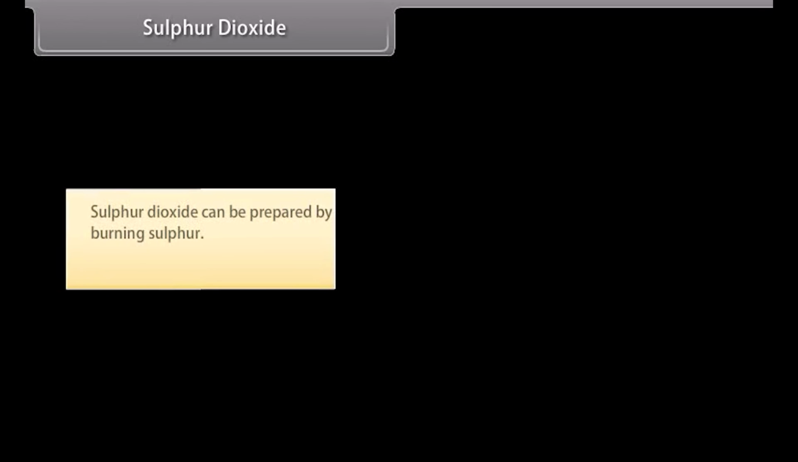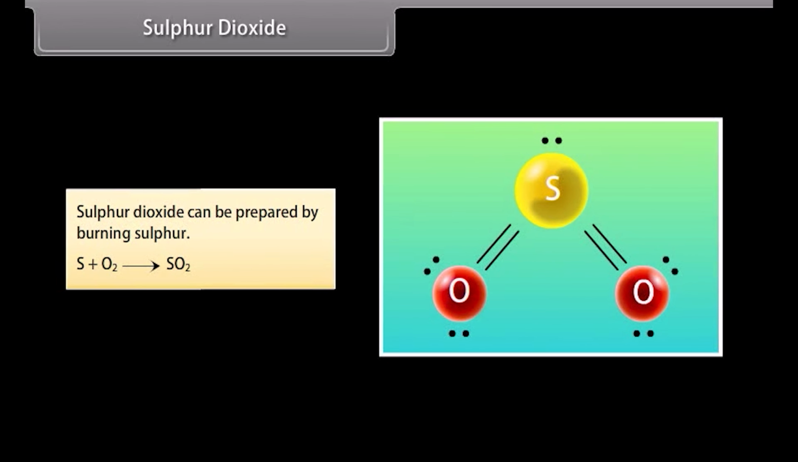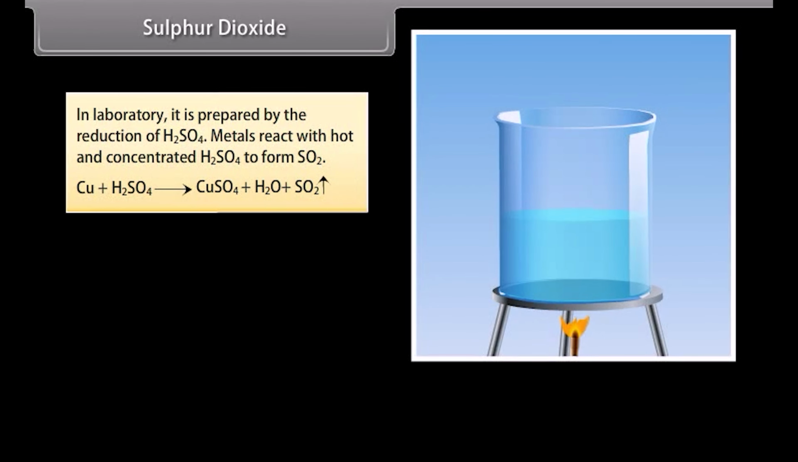Sulphur dioxide. Sulphur dioxide can be prepared by burning sulphur. In the laboratory, it is prepared by the reduction of H₂SO₄. Metals react with hot and concentrated H₂SO₄ to form SO2.